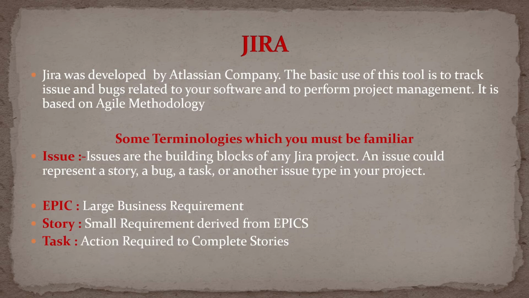Before moving ahead, there are some terminologies you must be familiar with. Issues. Everything in Jira is an issue. Issues are the building blocks of any Jira project. An issue could represent a story, a bug, a task, or any other issue type in your project. If you want to write down anything in Jira, like a requirement or a user story, you have to log an issue for that. Issue is a broad term used in Jira. It's the basic building block of Jira.